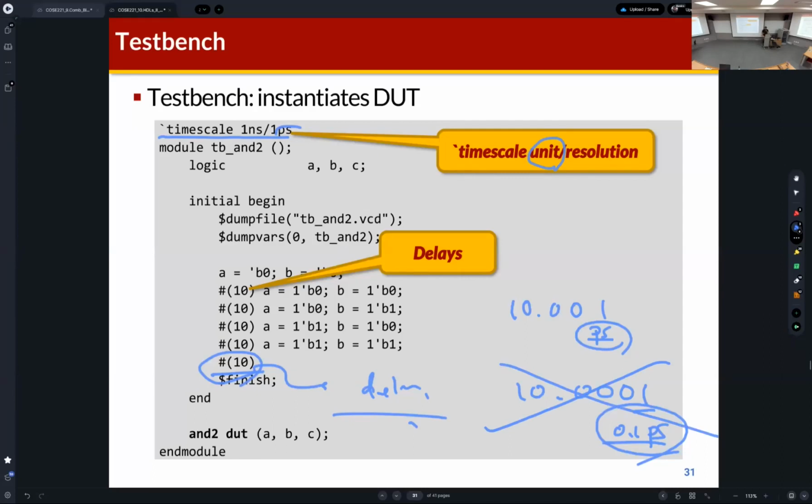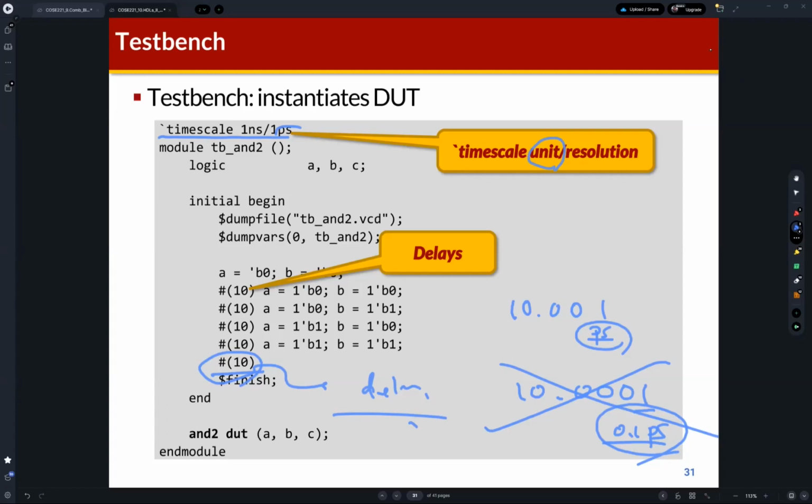Okay. So actually in the test bench, I just use the delay. This delay means that after 10 nanoseconds, A becomes 0, and then B becomes 0. Okay. This is just the delay.